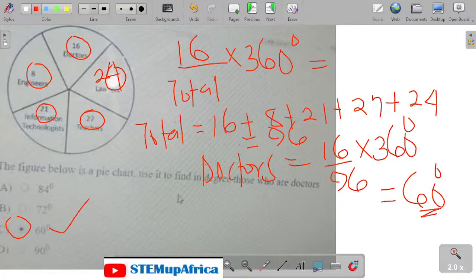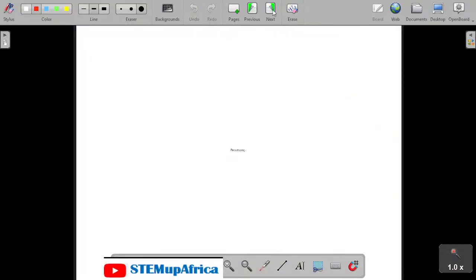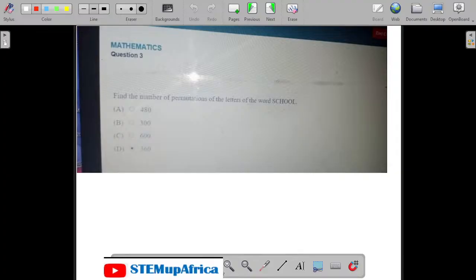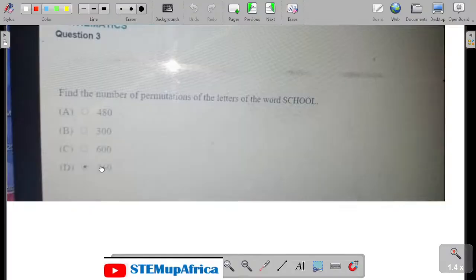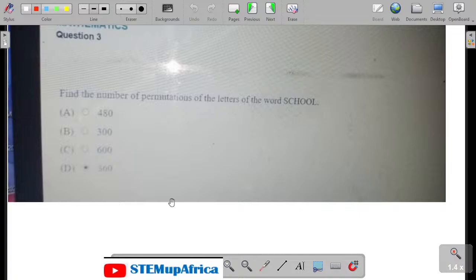So here are some of the questions you may likely see tomorrow. It says find the number of permutations of the letters of the word school. So how do you solve a situation like that? The first thing to do is to get how many letters appear in school. I will count: 1, 2, 3, 4, 5, 6. That is 6 factorial, divided by the factorial of any letter that appears more than once. It's just O, and it appears 2 times. So I'm having 6 factorial divided by 2 factorial.